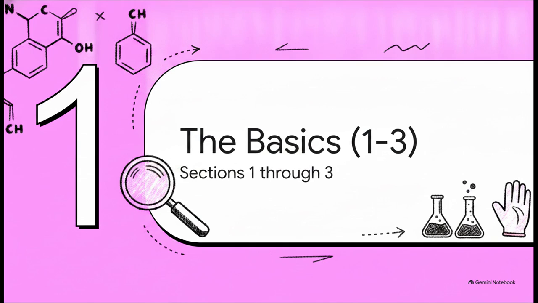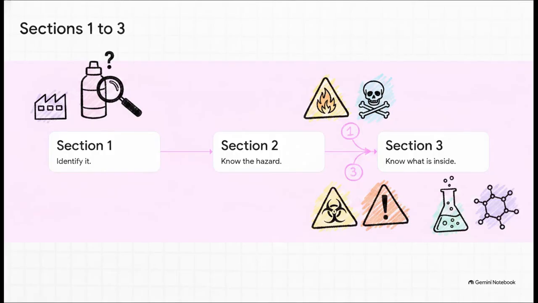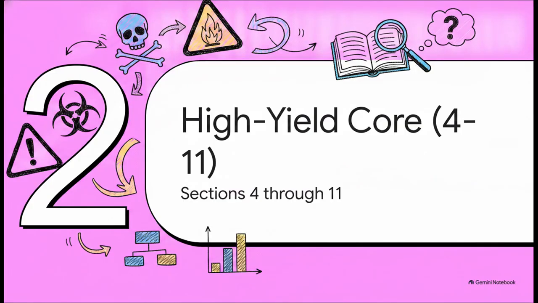Block 1 is all about the basics, covering sections 1 through 3. This block is your foundation. It's a simple 3-step sequence. Step 1, Section 1, identify it. Basically, what even is this product? Step 2 is Section 2, know the hazard. What are the major flashing red light warnings? And step 3, Section 3, know exactly what's inside. We're talking about the specific chemical ingredients. So identify it, catch the hazards, find the ingredients. Simple, right? Okay, let's move on to Block 2.